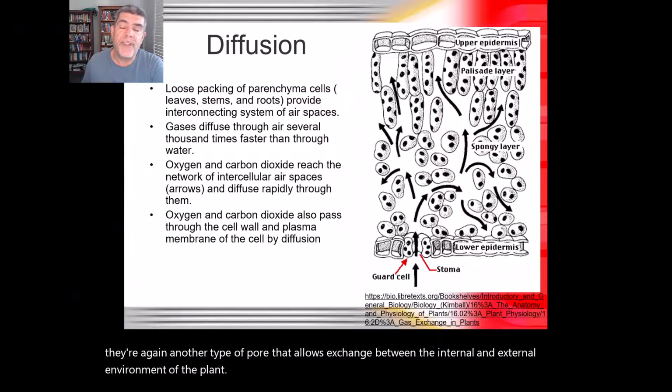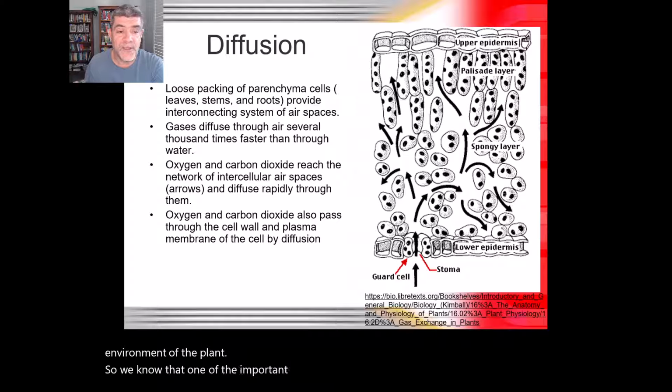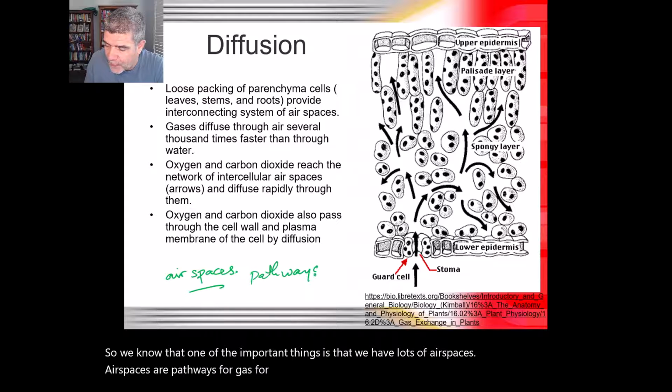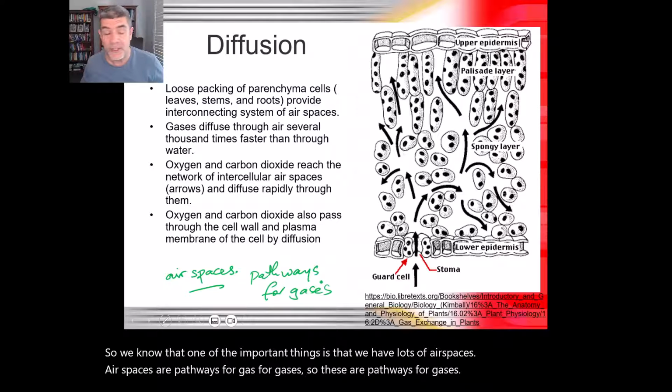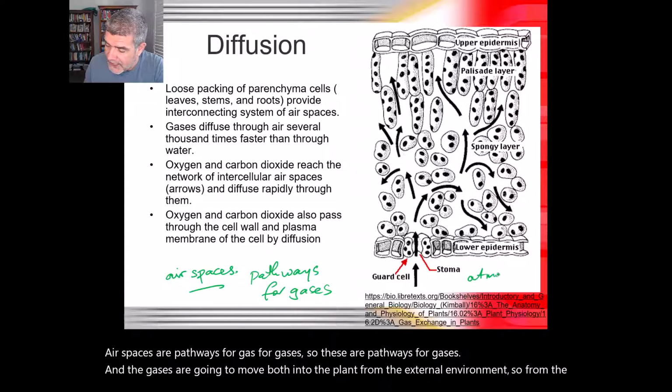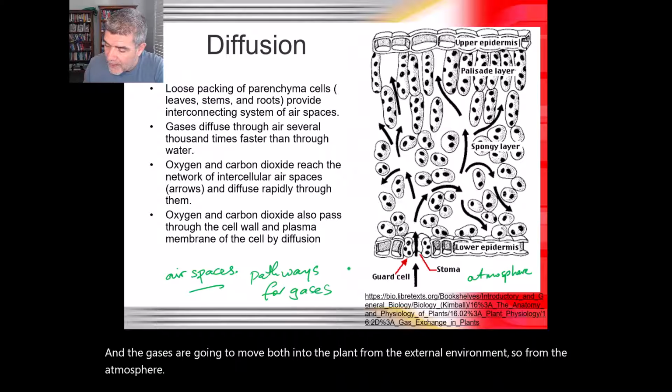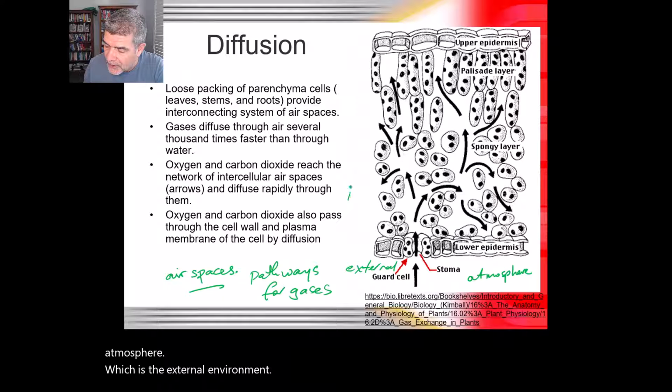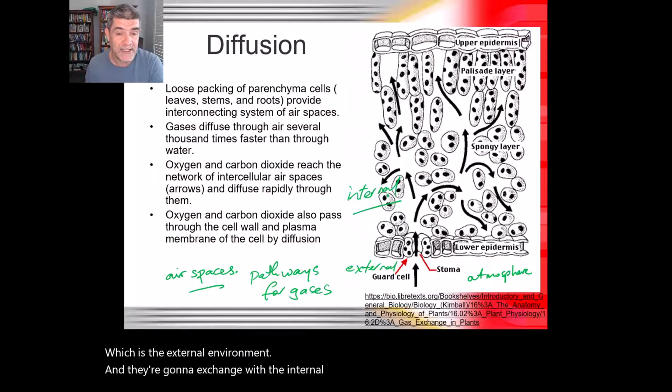So we know that one of the important things is that we have lots of air spaces. Air spaces are pathways for gases, and the gases are going to move into the plant from the external environment, so from the atmosphere, and they're going to exchange with the internal environment, which is what's happening inside the plant.